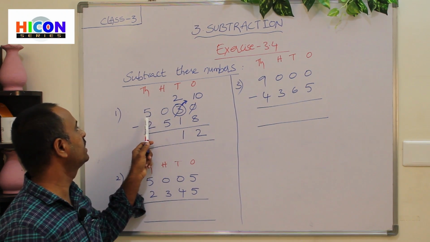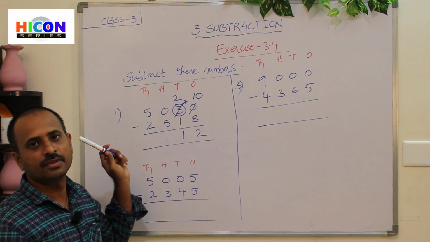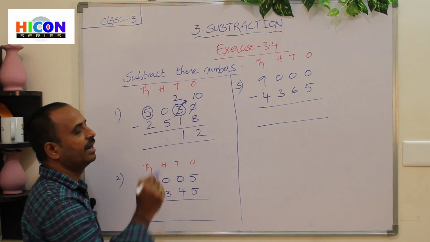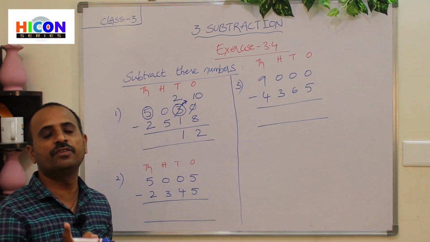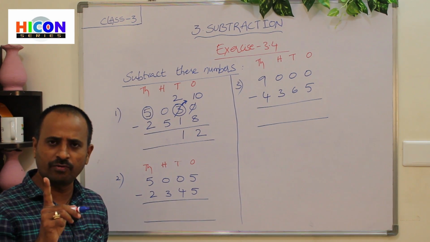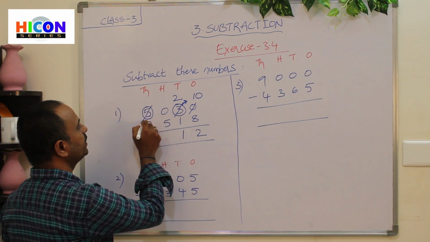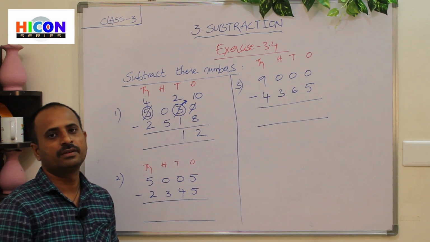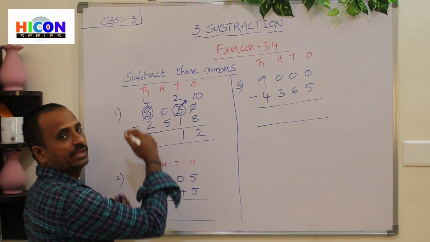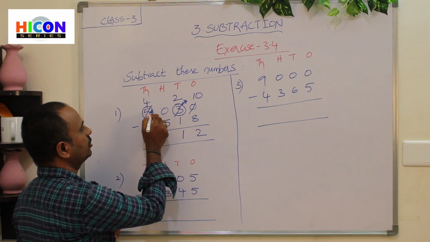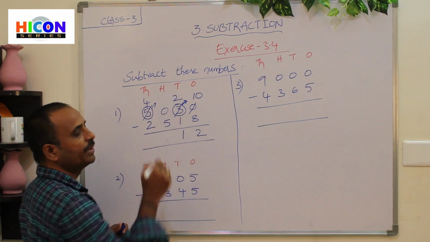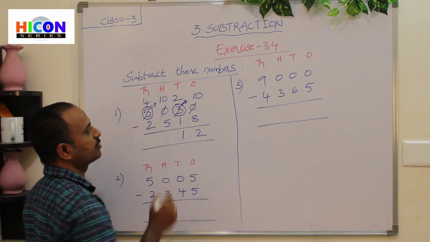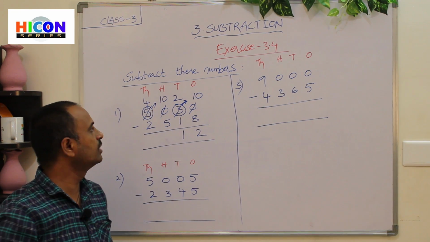What is its next place? Thousands place. So how many thousands are there? 5 thousands are there, and borrow 1000 from 5000. If you borrow 1000, then how many thousands will be there? Remaining 4000s will be there. So write 4 there. And carry that 1000 to the hundreds place. Then 1000 becomes 10 hundreds. So write 10 there. Now do the subtraction.